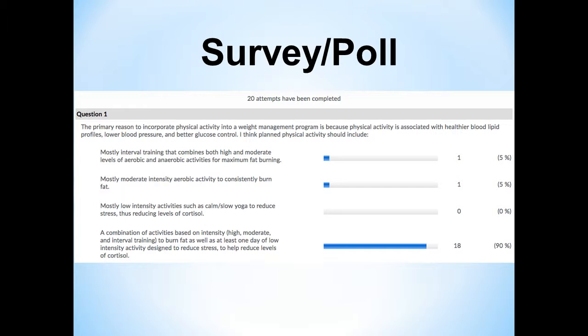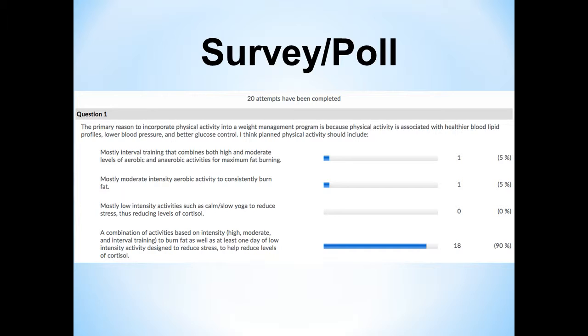I think planned physical activity should include 5% of the class said mostly interval training that combines both high and moderate levels of aerobic and anaerobic activities for maximum fat burning. 5% of the class said mostly moderate intensity aerobic activity to consistently burn fat. No one in the class selected mostly low-intensity activities.